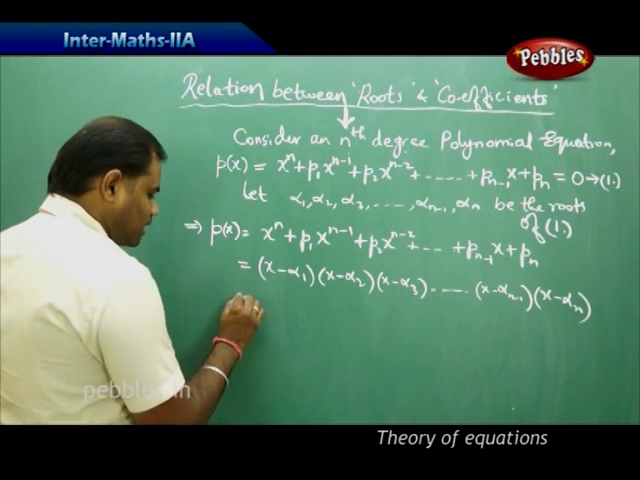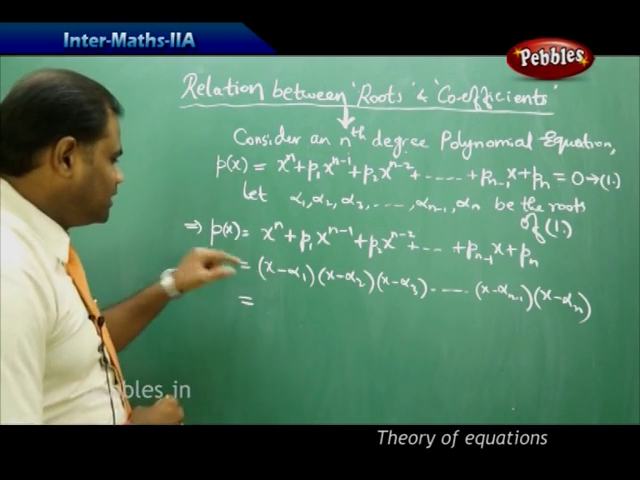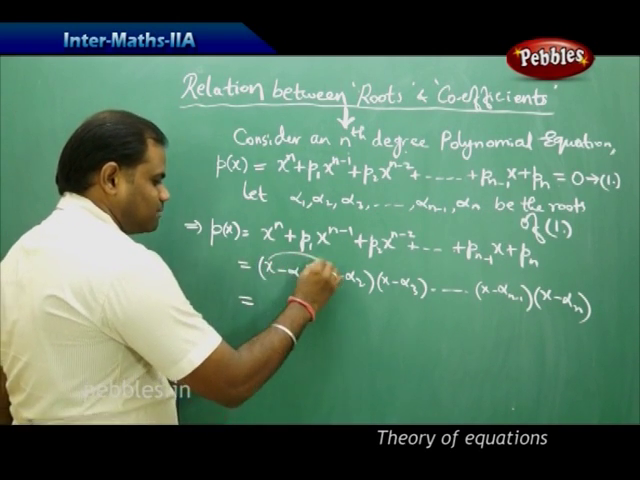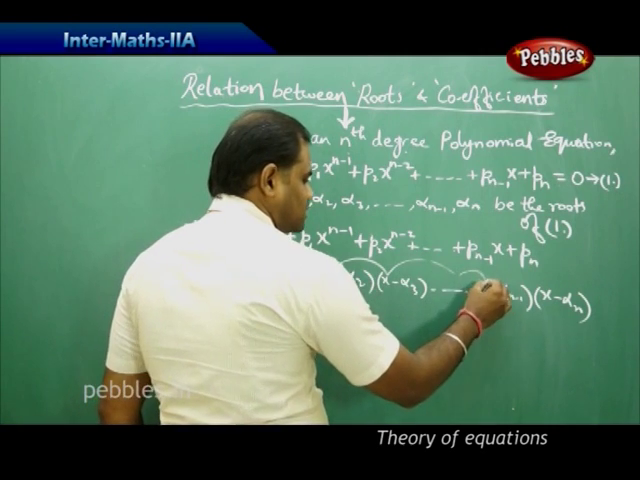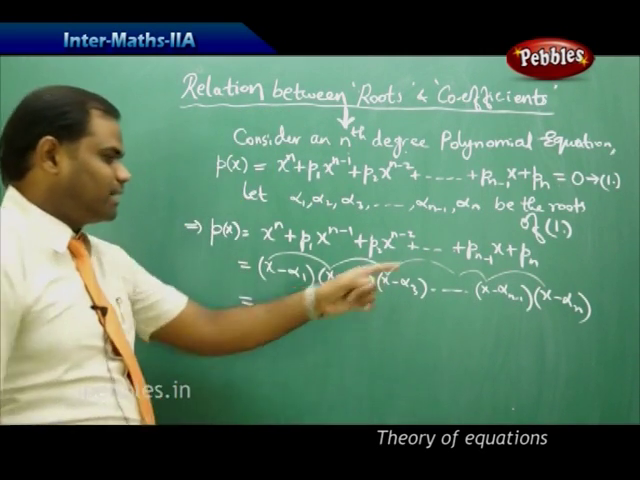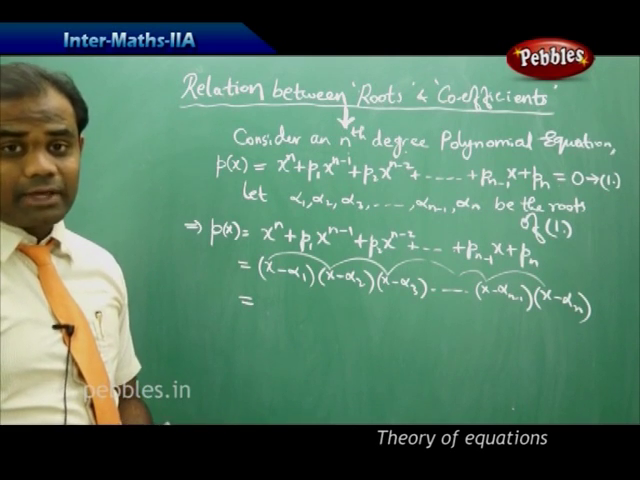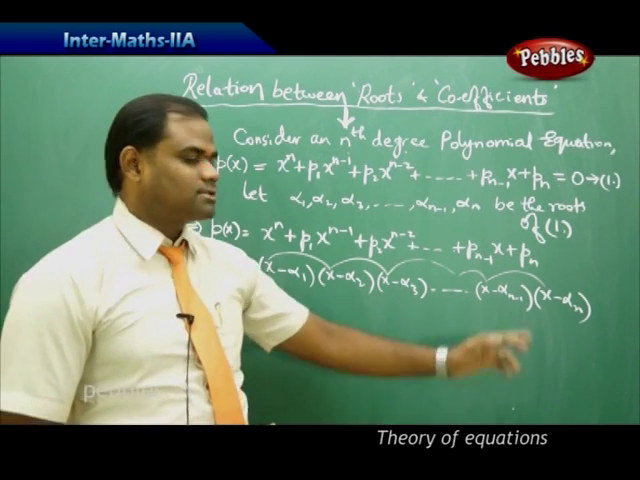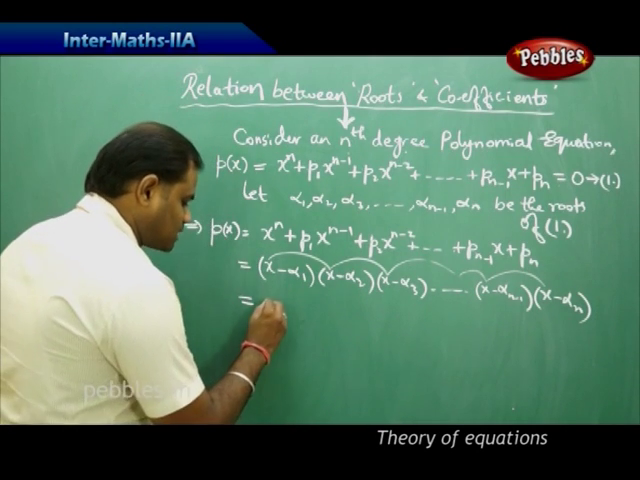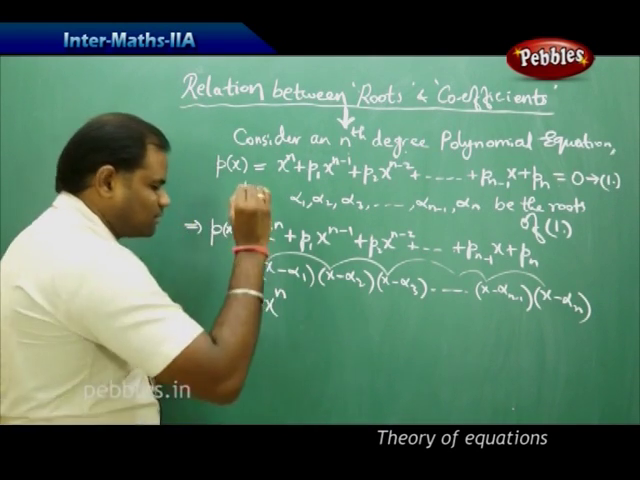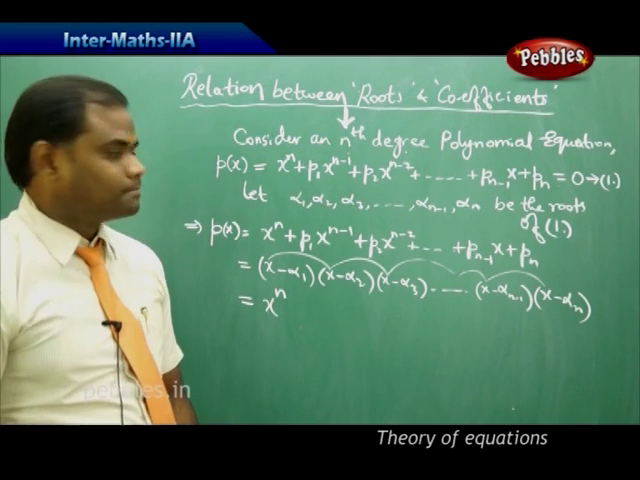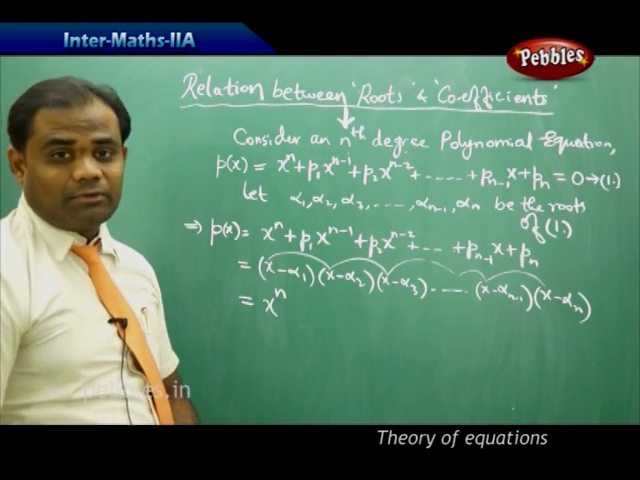So initially, to start with, I multiply x times x times x times x each time. So how many x's are available here? We all know there are n number of x's. So x times x times x till n times is x power n, which is the first term I get out here. So my first term is x power n.